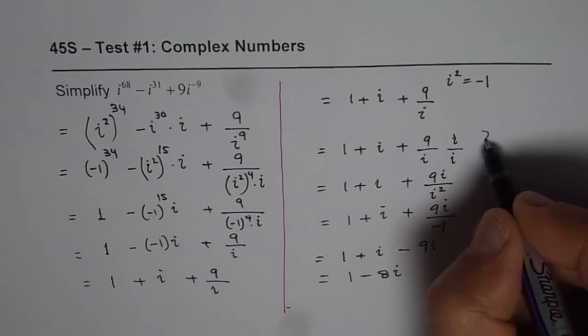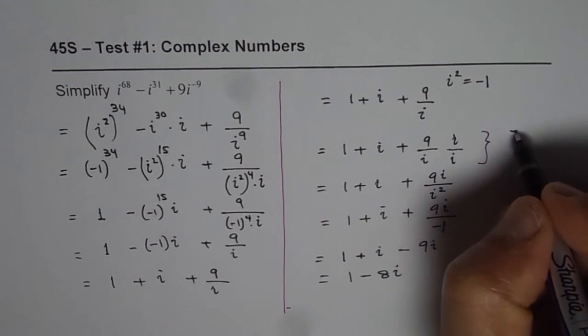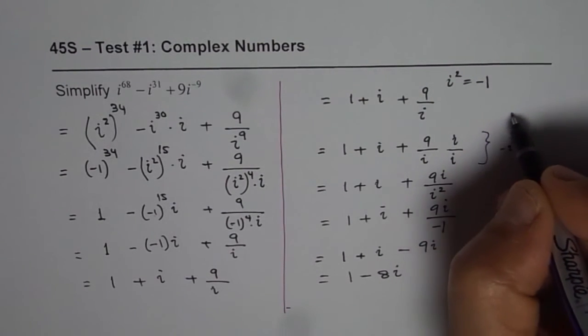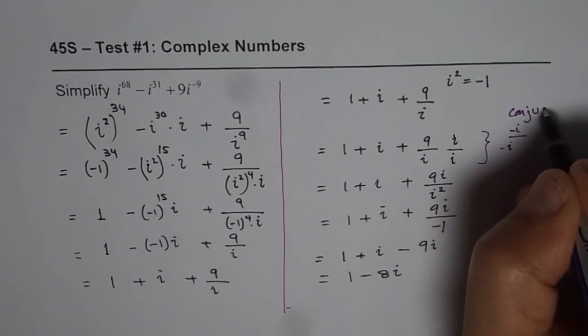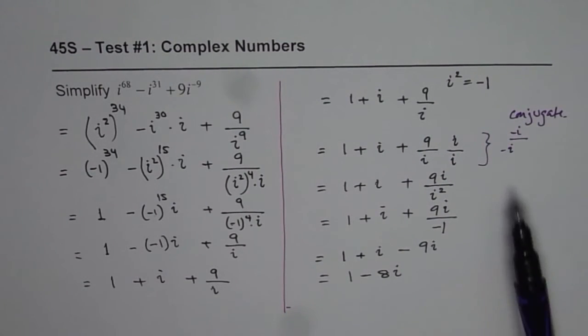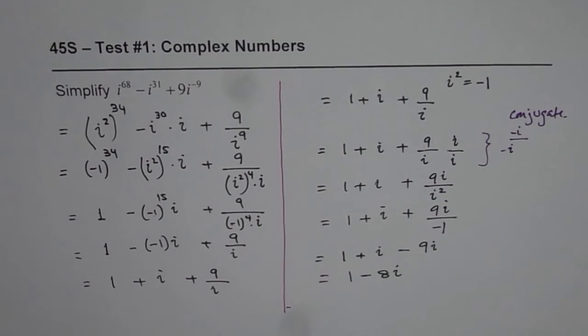And some of you who really want to multiply by the conjugate could do so by multiplying by minus i over minus i. That will be a conjugate, okay? But you'll get the same result. So you can try like that and get to the result. I hope this problem helps you to understand how to work with different exponents of the complex numbers.